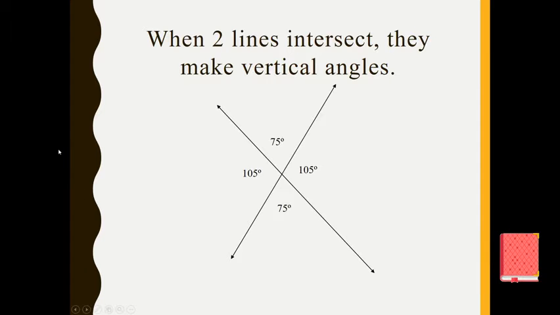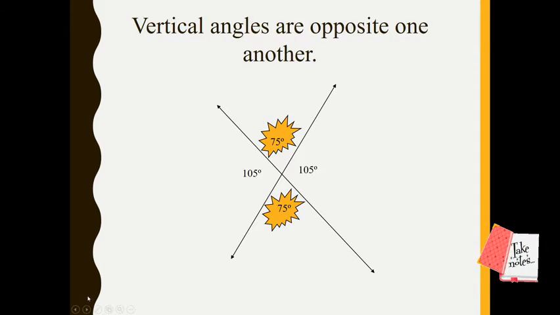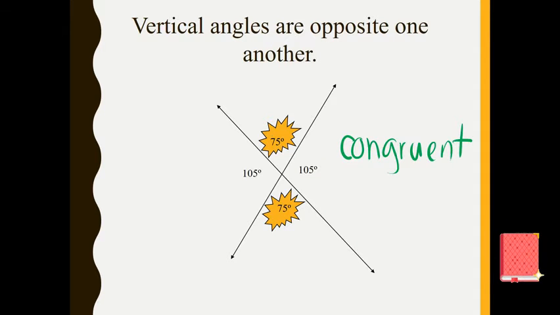Now, when two lines intersect, they make vertical angles. You see here are two lines and they intersect and they create vertical angles. So let's go ahead and go into more detail. Vertical angles are opposite of one another and they are congruent. So make sure you write this down as well. They're also congruent, meaning they will share the same angle.